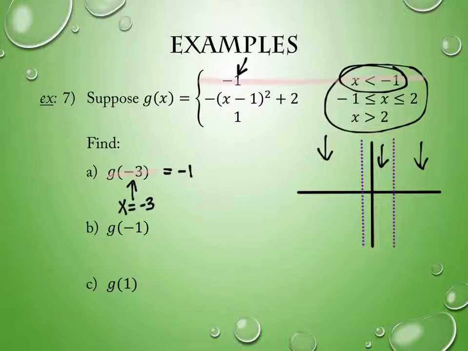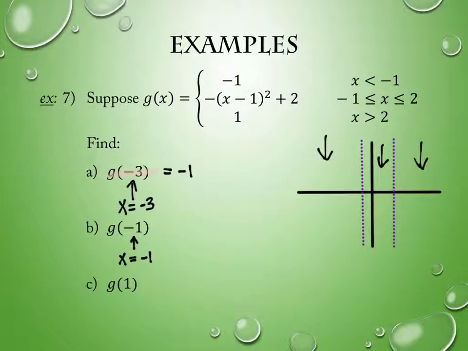How about the second one? Part B. This says my x value is -1. What part of the graph am I on, first, second, or third part, if my x value is -1? Somebody say it loud for me. Which part do you think I'm on? First one? Because of this piece?